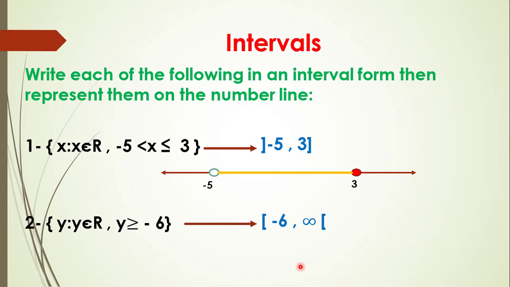Okay, the number line. Negative 6 is here, then all the real numbers which are greater than negative 6. Okay, so this is the interval.